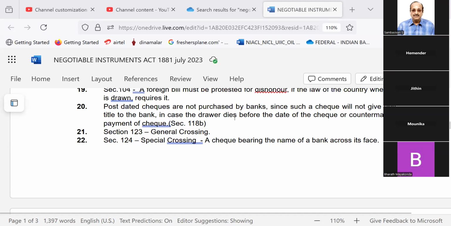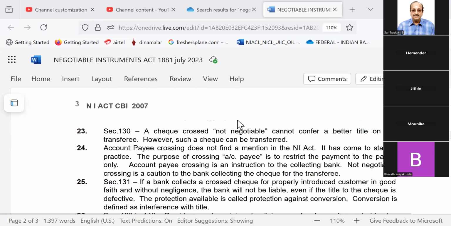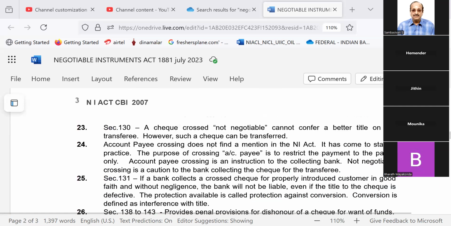So a special crossing: a check bearing the name of a bank across its face. When a check is drawn on State Bank of India, but the Indian Bank name is written, that means the check is crossed specially to Indian Bank and payment should be made only to Indian Bank.